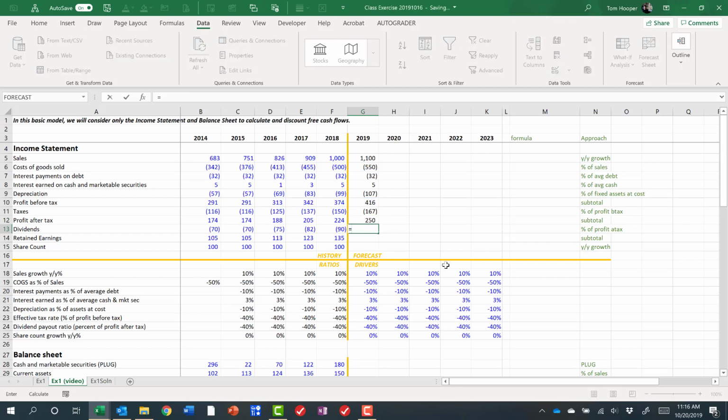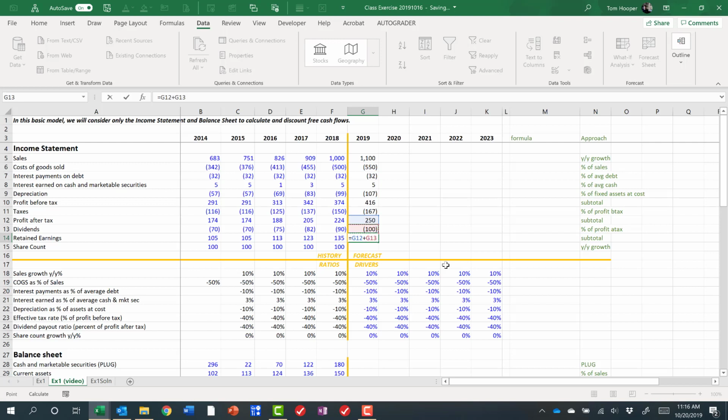Dividends, very similar. We'll take the dividend payout ratio that says that 40% of our profit after tax is going to dividends, and see that we pay 100 out in dividends. Our retained earnings are the difference between that profit and tax.